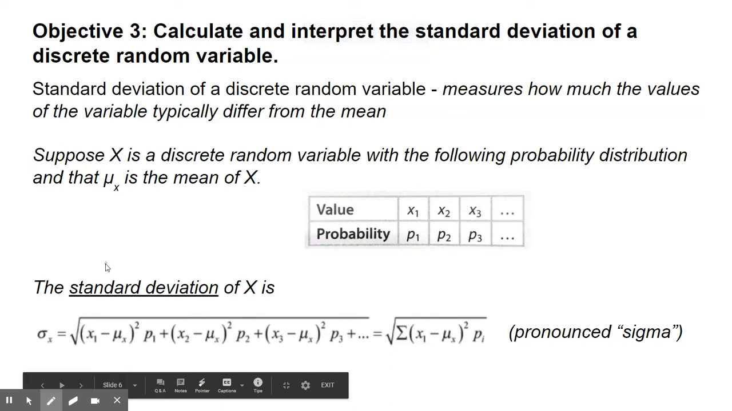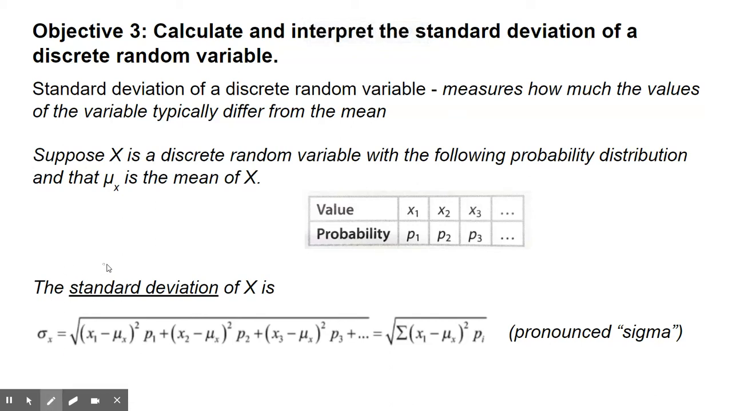Okay, so again, standard deviation. Once we talk about the mean, the standard deviation falls right along. So the standard deviation of something, remember, is how far or how much the values typically vary. We're going to say vary, not differ. Typically vary from the mean, right?